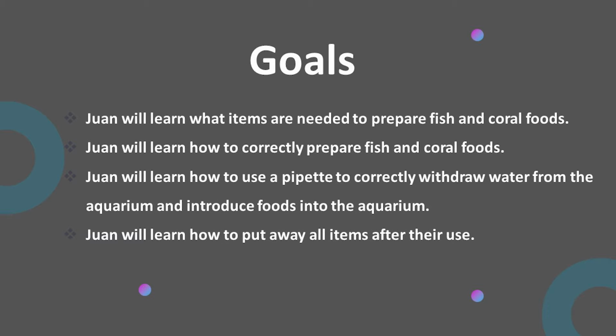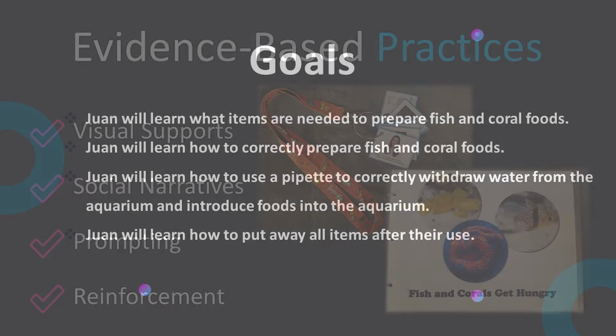There are 4 learning goals for this activity. 1. Juan will learn what items are needed to prepare fish and coral foods. 2. Juan will learn how to correctly prepare fish and coral foods. 3. Juan will learn how to use a pipette to correctly withdraw water from the aquarium and introduce foods into the aquarium. And finally, Juan will learn how to put away all items after their use.